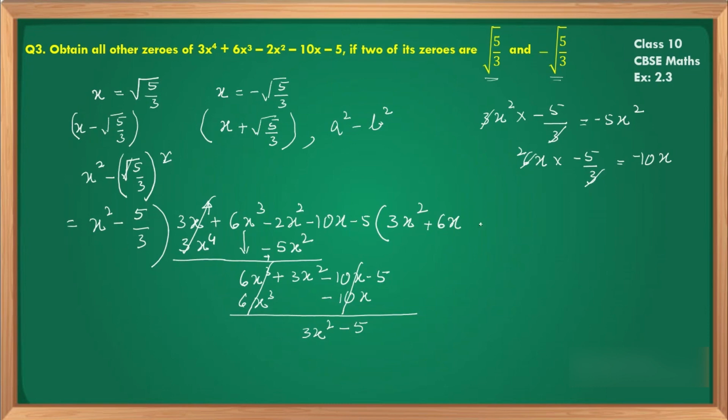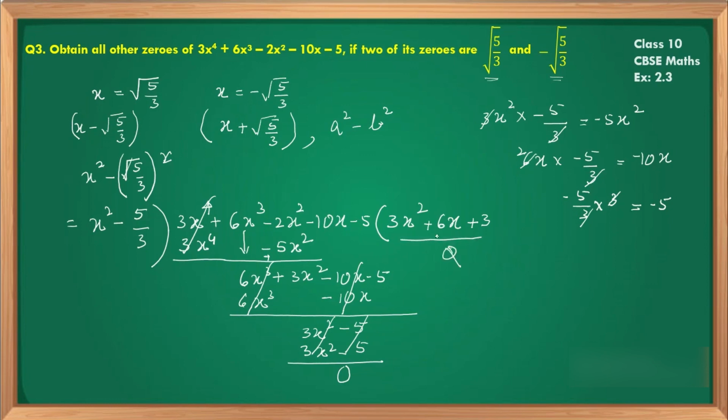Now multiply with plus 3. You get plus 3x square minus of 5 by 3 into plus 3 will give you minus 5. This minus 5 you write down here. Now the entire term gets cancelled. You get 0 balance. Now you have 3x square plus 6x plus 3 as the quotient.